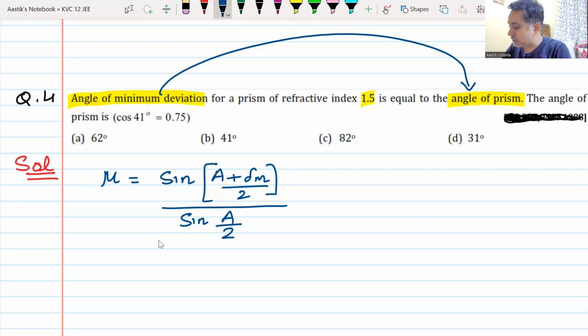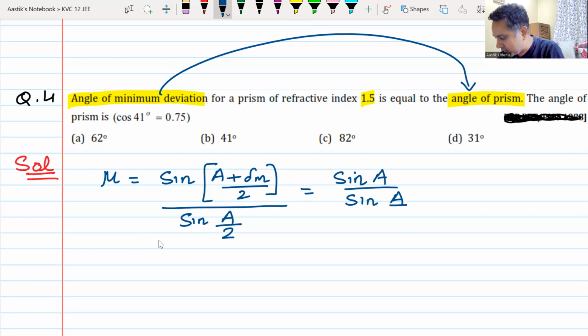Now A is given as equal to the angle of prism, as you can see here. So I just substitute the value, my dear friends. So this becomes sine of (A plus A) by 2, 2A by 2, it becomes sine of A, divided by sine of A by 2.